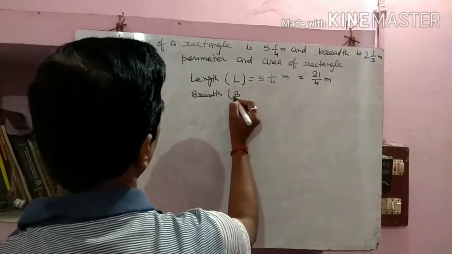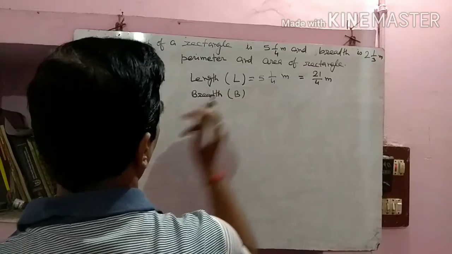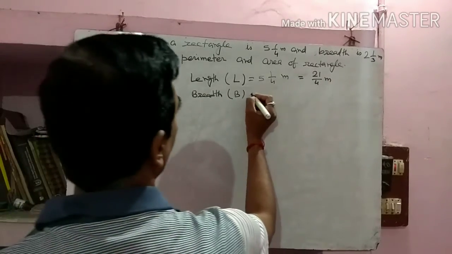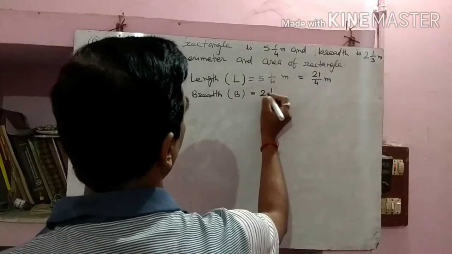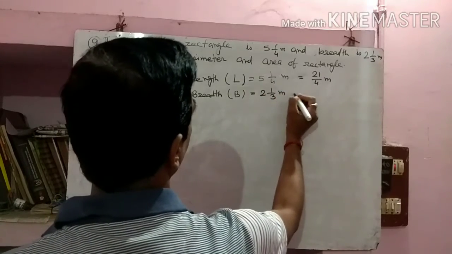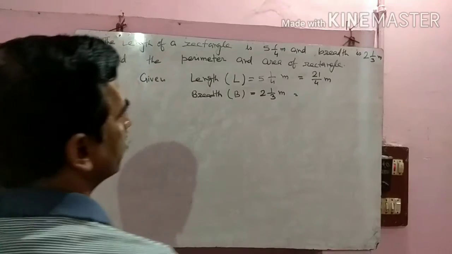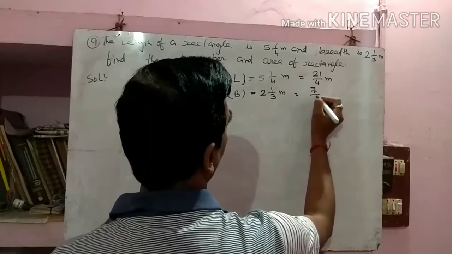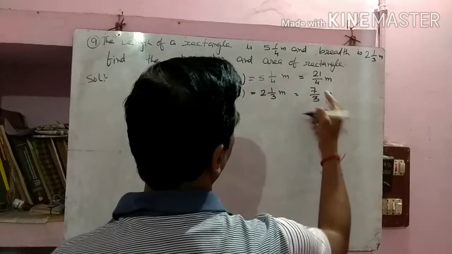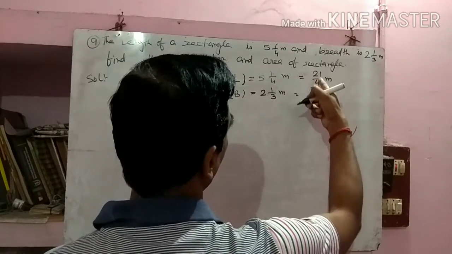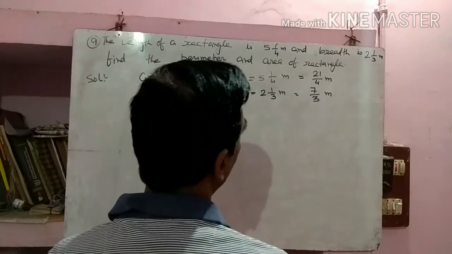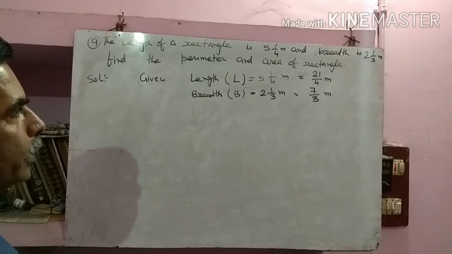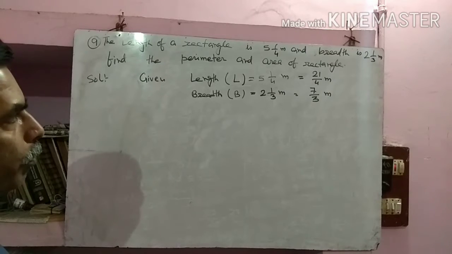Width, we will represent width as B, which is equal to 2 1/3 meter. So 3 times 2 is 6, plus 1, 7 by 3 meter. Finally, we get the length is equal to 21 by 4 and the width is equal to 7 by 3. Mixed fraction to improper fraction.